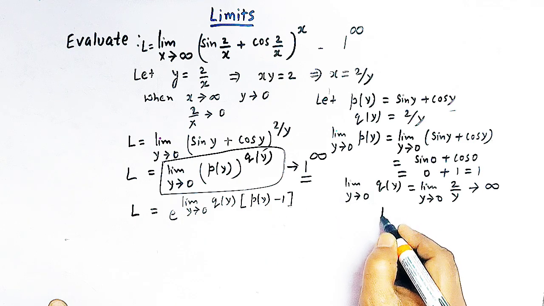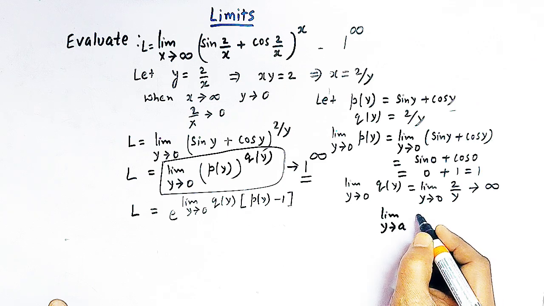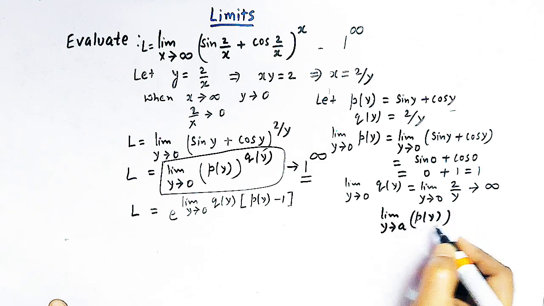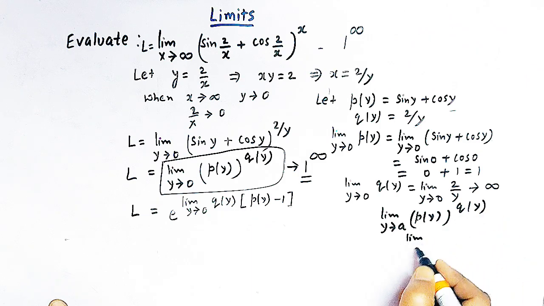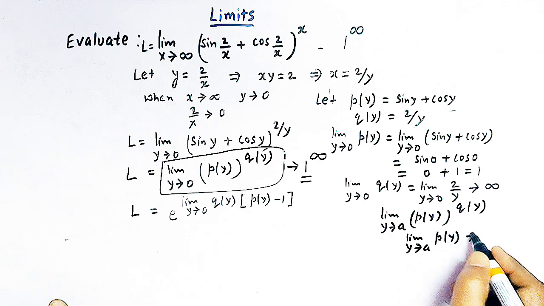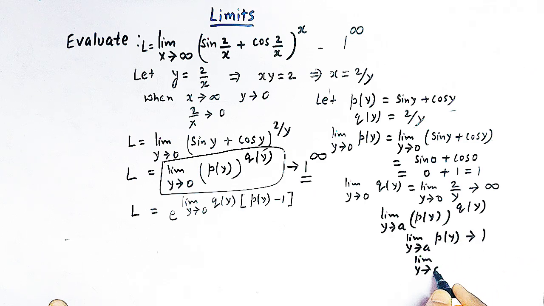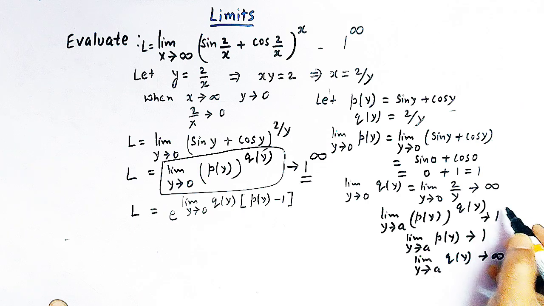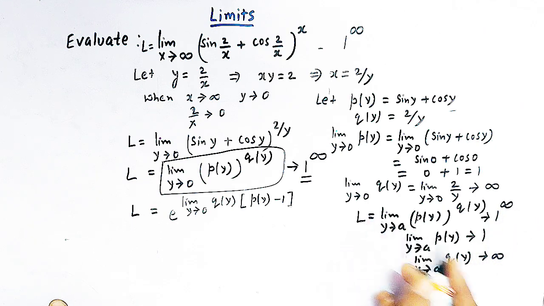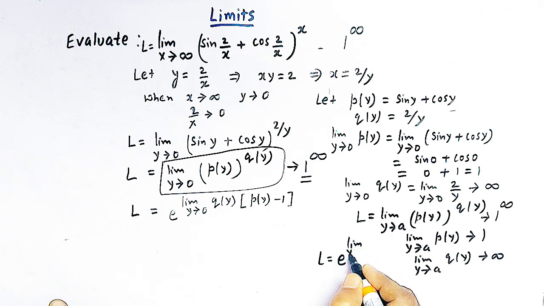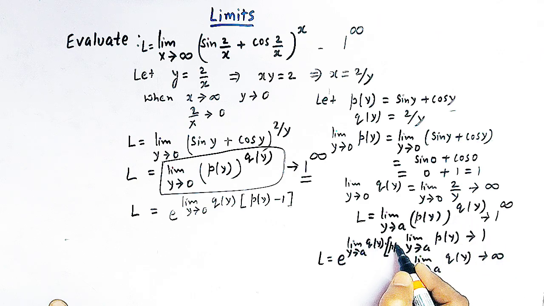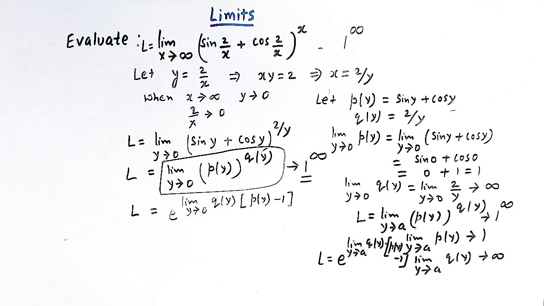So in general, we can say that if we have limit y tends to a, and here we have p of y raised to q of y, and if limit y tends to a, p of y tends to 1, and limit y tends to a, q of y tends to infinity, that is this limit tends to 1 raised to infinity, then the value of this type of limit can be written as the exponential number e raised to limit y tends to a, and then we write q of y times p of y minus 1.